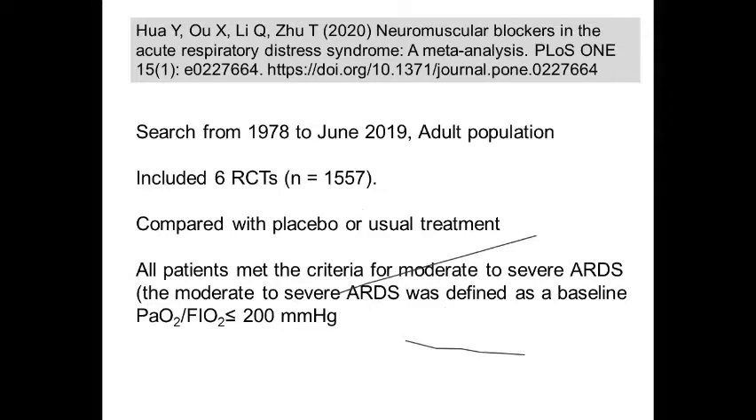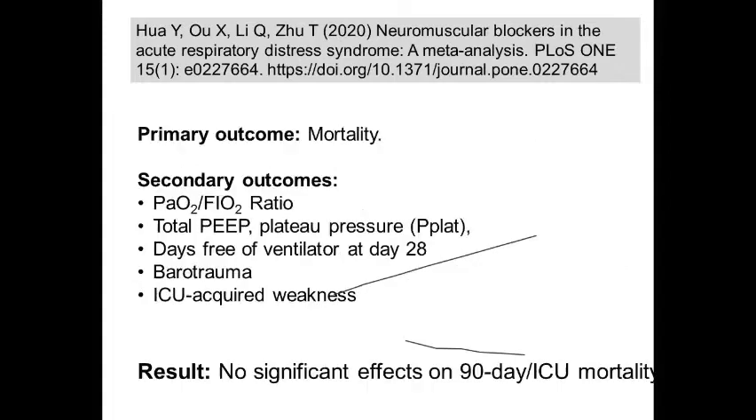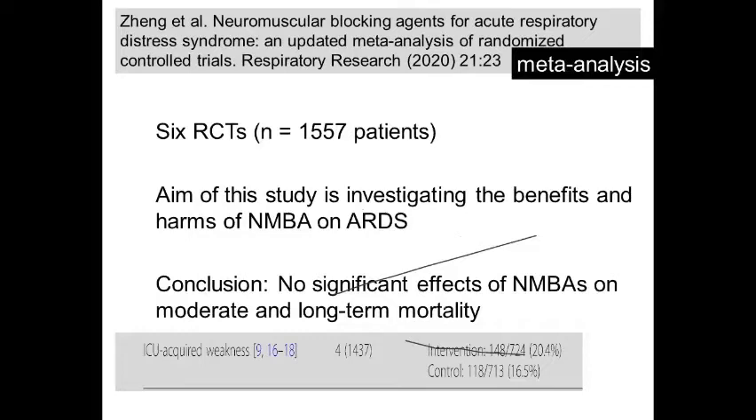Another meta-analysis, still in a very good journal, in 2020 by a different group. They include the Chinese study. Again, there is no difference in the mortality if you use neuromuscular blocking agent. This is the primary outcome, the mortality, and this is the secondary outcome. There is no significant difference in 90-day ICU mortality.